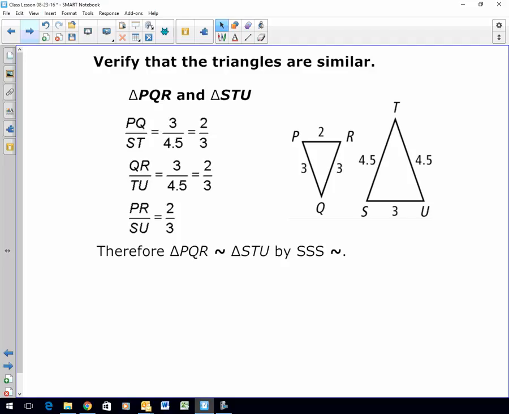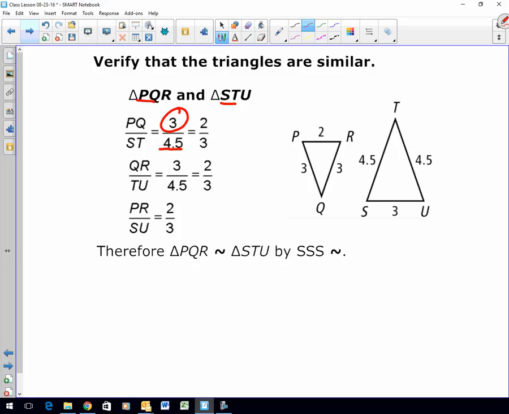Check the work here. We're trying to verify that these triangles are similar. It says that triangle PQR and STU are similar triangles. This goes right back to what we did last week. First, I have to determine if there's a similarity ratio between these sides. I take PQ over ST: the distance from P to Q, which is 3, over the distance from S to T, which is 4.5.